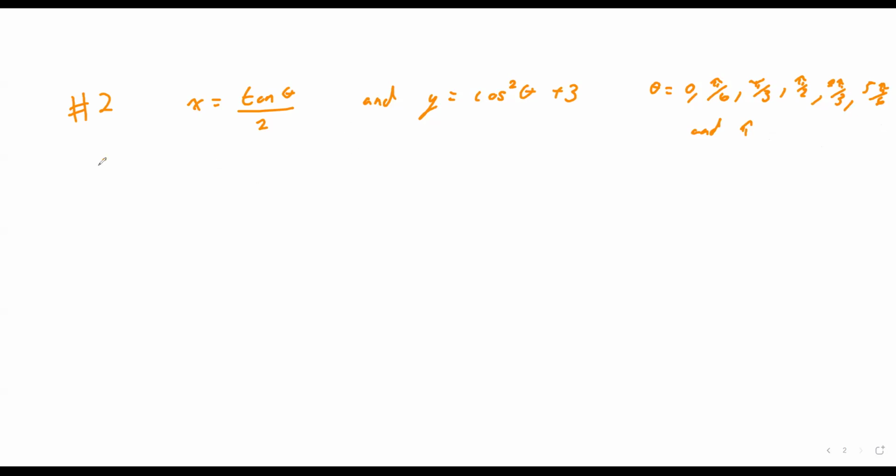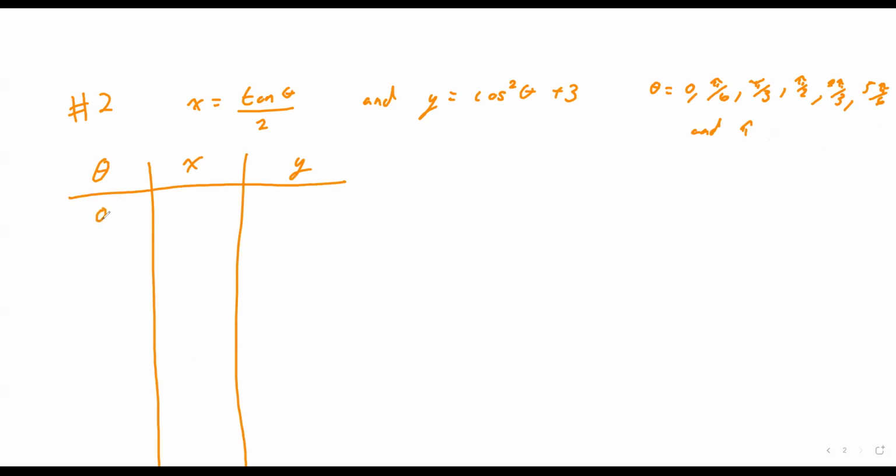All right, so again, you produce your table. So there's theta, there's my x, there's my y. So again, that's 0, pi sixths, pi thirds, pi halves, 2 pi thirds, 5 pi sixths, and pi.